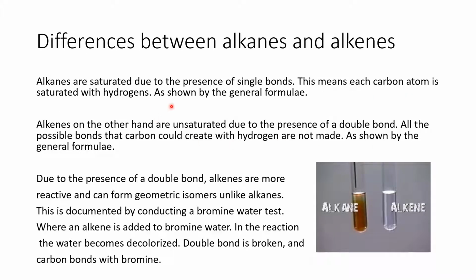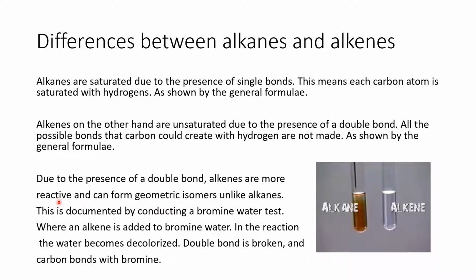So to summarize, really the difference is that alkanes have single bonds, alkenes don't. This has big ramifications in the sense that alkanes have a higher saturation of hydrogens compared to alkenes, because the double bond in alkenes prevents the formation of other bonds that could be created with hydrogen, because the double bond is taking up all the potential bonds the carbon could make. Because of the double bond, alkenes are reactive, but also they can form isomers.